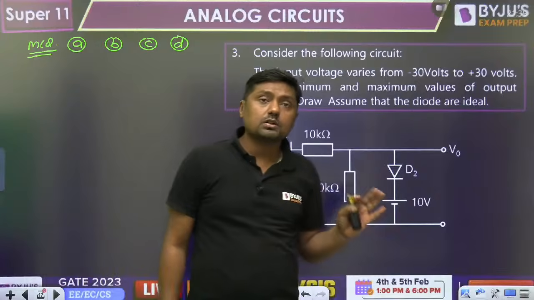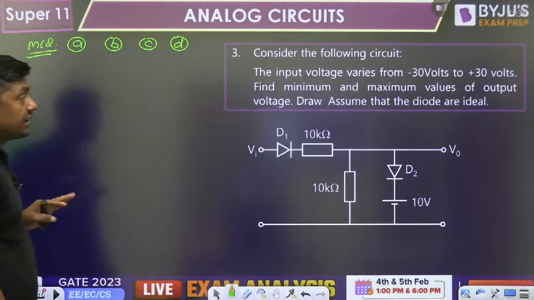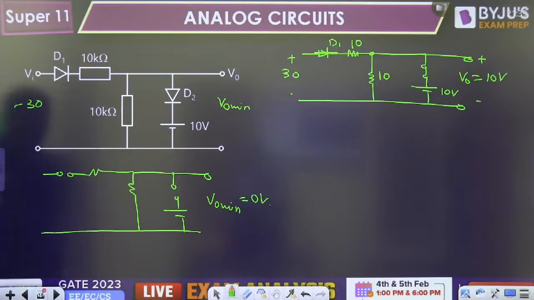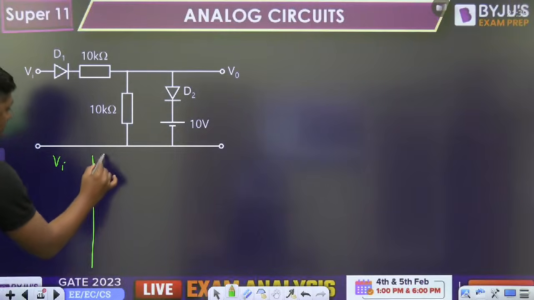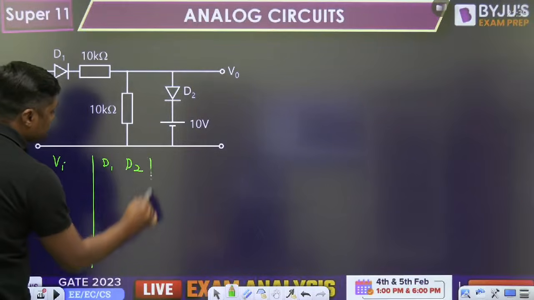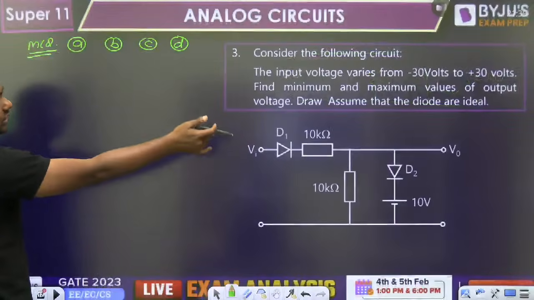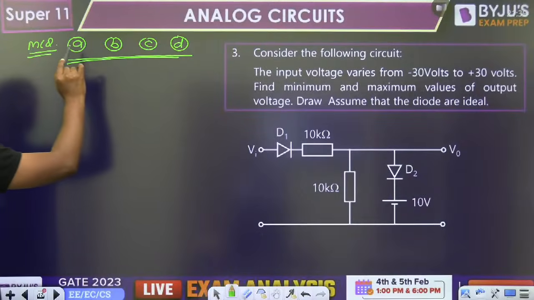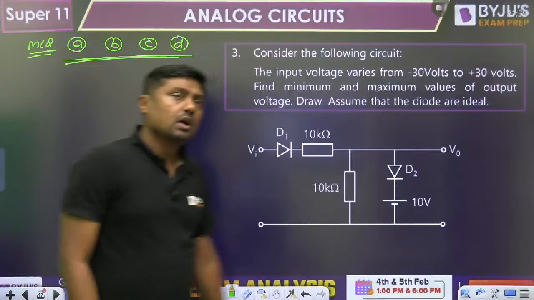If the transfer curve is asked, then it may become a 2 marks question, MCQ with negative marking. So negative marking means if you have to draw the transfer curve, then you have to make the proper table here. So what is the proper table? VI, diode D1, diode D2. Otherwise, you can verify from the answer. Once you get the maximum and minimum value, verify the answer. If one particular answer satisfies, directly you can put the answer.